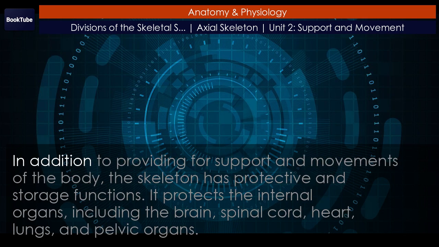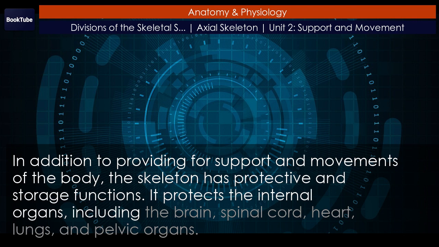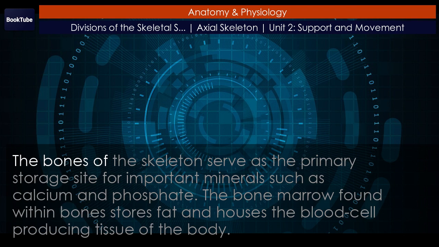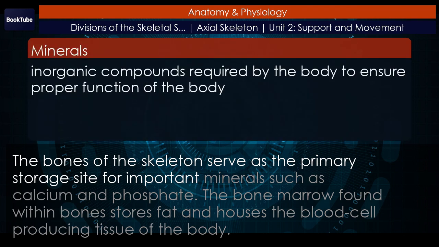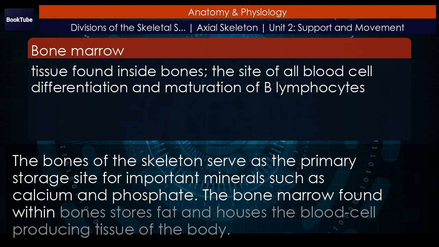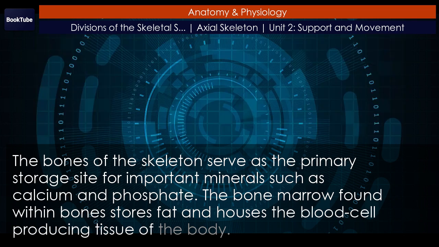In addition to providing for support and movements of the body, the skeleton has protective and storage functions. It protects the internal organs, including the brain, spinal cord, heart, lungs, and pelvic organs. The bones of the skeleton serve as the primary storage site for important minerals such as calcium and phosphate. The bone marrow found within bones stores fat and houses the blood cell producing tissue of the body.